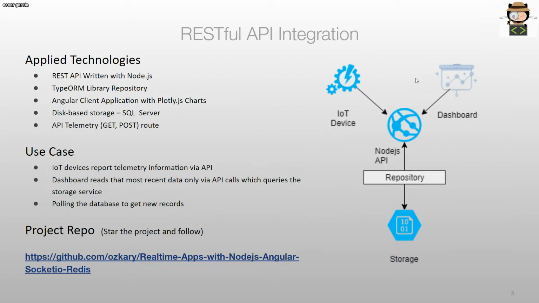The use case here is that we have an IoT device that's sending data, and we're reading from a backend, from a dashboard, all this data that's coming in, and we're polling the database to get new records. Polling is really when we're sending a request to the database, an API request, to say, hey, give me the data, give me the data. The project link is right there. I also added the link into the chat, so if you want to follow along, you are free to do that. But let's jump into the demo and take a look at that.